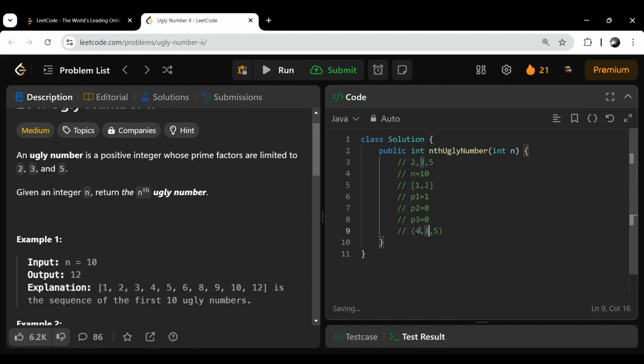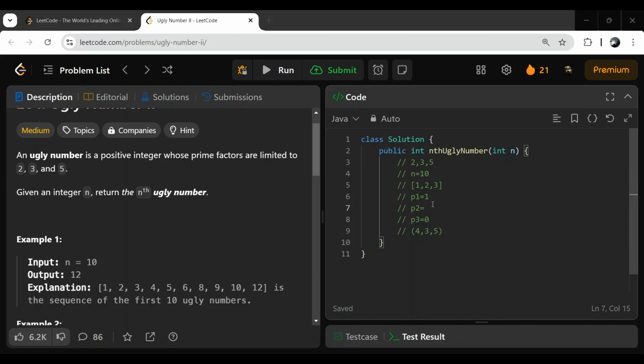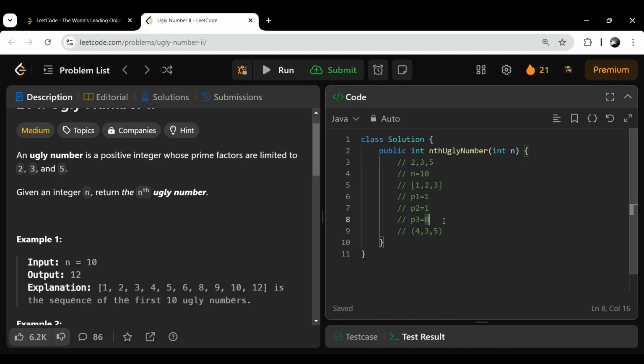Again this will be 3 and 5, out of which the minimum is 3. Now we will place this 3 here, and the pointer that will increment is p2. Now for the next one, p1, that means 2 into 2 is 4. Again p2 is 1, so it is incremented to here.